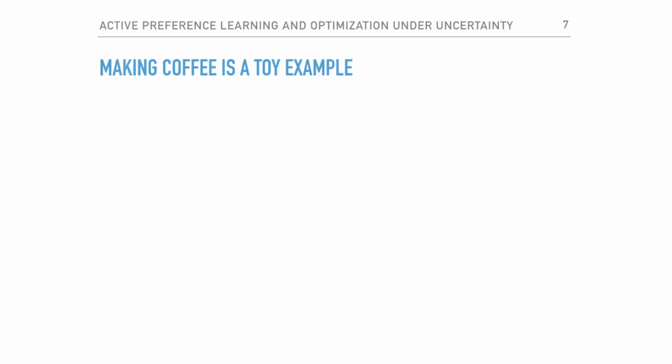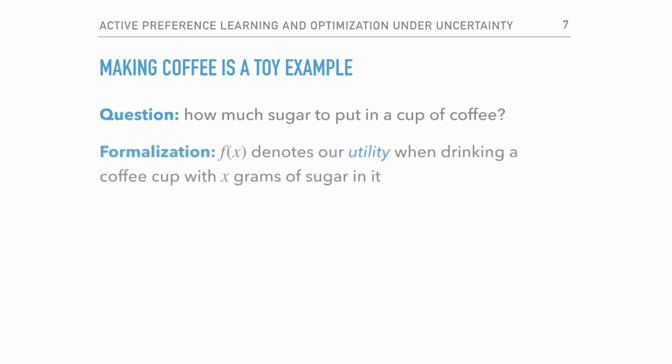All right, so to make our discussions more concrete, we will be using a running toy example. The question we ask ourselves is, how much sugar should we put in a cup of coffee so that we maximize our preference? So in this case, the function f, the objective function, denotes our utility while drinking a cup of coffee with x grams of sugar in it. Health experts claim that we should not have more than 25 grams of sugar in a cup of coffee. So that would be a domain from 0 to 25. Note here that f is just a one-dimensional function, where x is the amount of sugar.